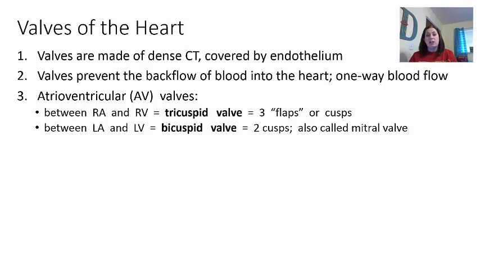On the other side of the heart, between the left atrium and the left ventricle, we have what we call the bicuspid valve. Bi means 2, so these have 2 cusps or flaps. A lot of times, though, the bicuspid valve is also known as the mitral valve. So you should know that bicuspid valve and mitral valve are actually the same thing.